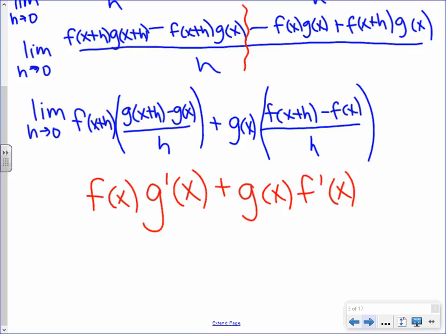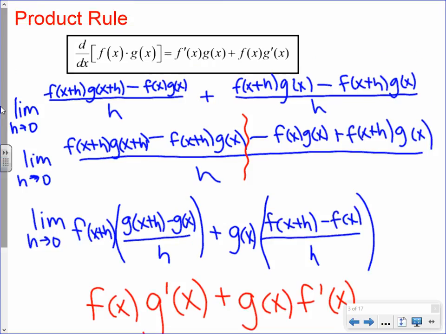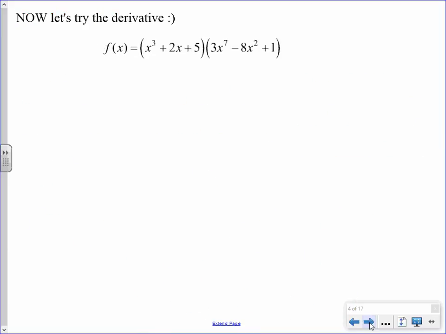Whether you remember that or not, I really don't care. But what you need to remember is what I have boxed up here. Okay? So let's practice it. Let's go back to the one that I had on that first slide. This is the example we are going to do first.